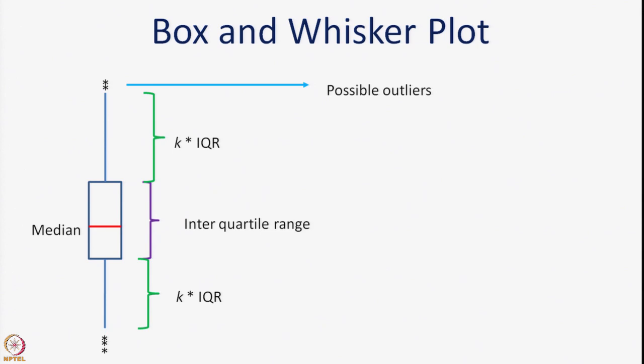The whisker length is given in terms of the maximum value and the minimum value here. But it all depends on different software and different approaches. It can be said that it is generally taken as k times the interquartile range on both sides.